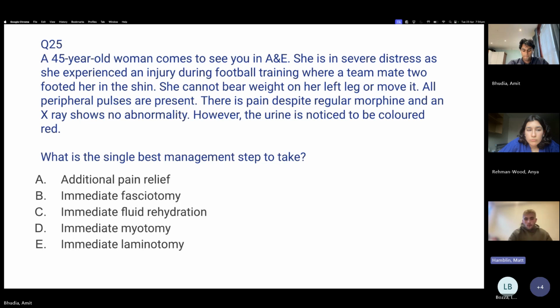So a 45-year-old woman comes to see you in A&E. She's in severe distress as she's experienced an injury during football training where a teammate two-footed her in the shin. She cannot bear weight on her left leg or move it, and all peripheral pulses are present. And there is pain despite regular morphine, and an X-ray shows no abnormality. However, the urine is noticed to be coloured red. What is the single best management step to take?